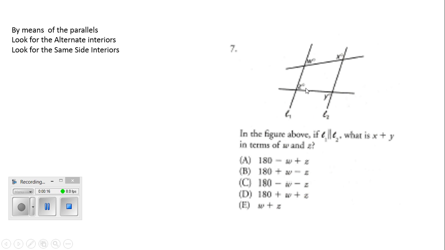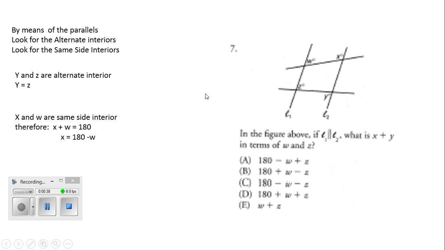Anytime we have parallels, we're going to look for all those angles that are formed, those same side interiors, those alternate interiors, and those correspondings. So look for the alternate interiors and look for the corresponding. We could see from this picture y and z are both alternate interiors, so they are equal.